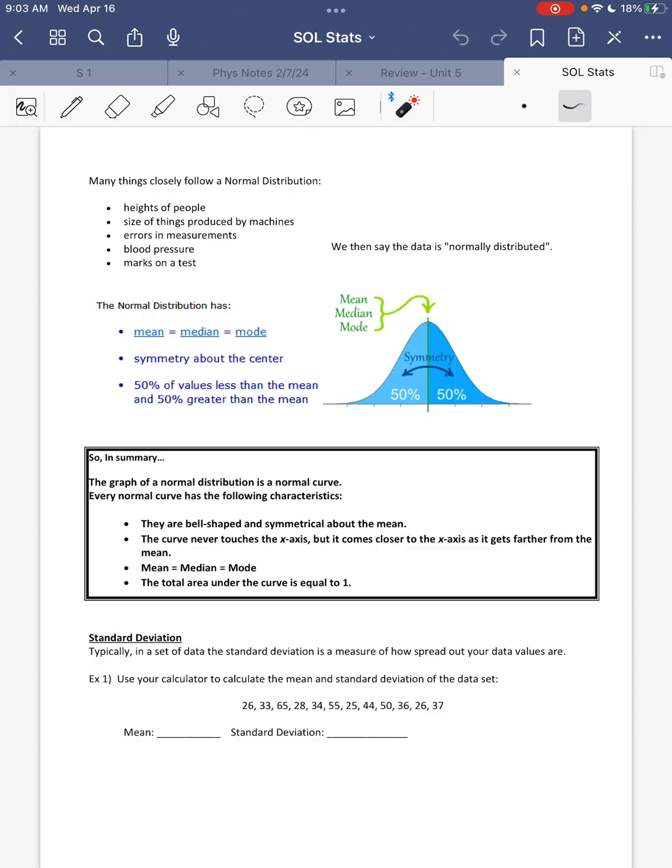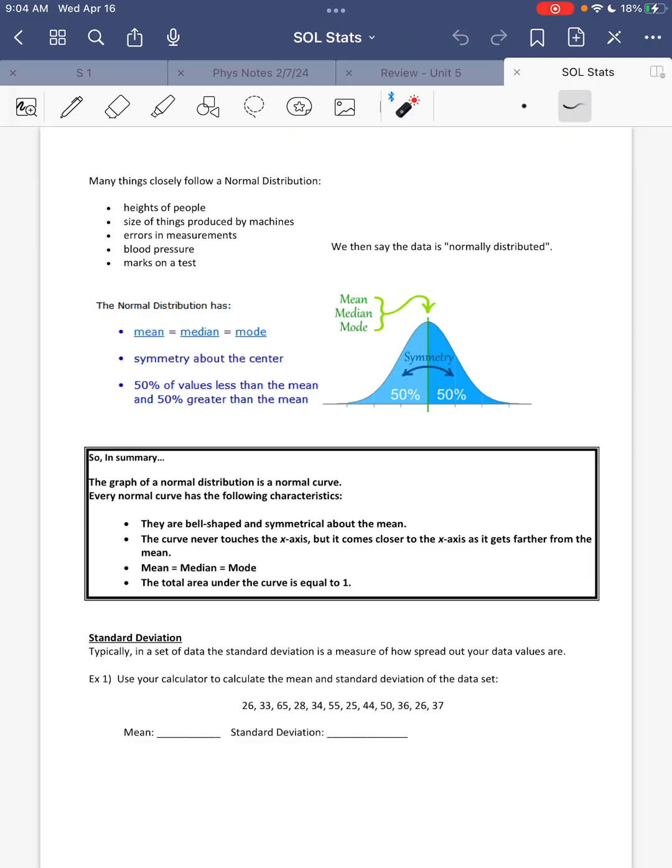So 26, 33, 65, 28, 34, 50. I'm going to do the rest of the stuff on Desmos. You don't really have to know how to do this. I just wanted to explain a concept. All right, there we go. Stat calc in there.